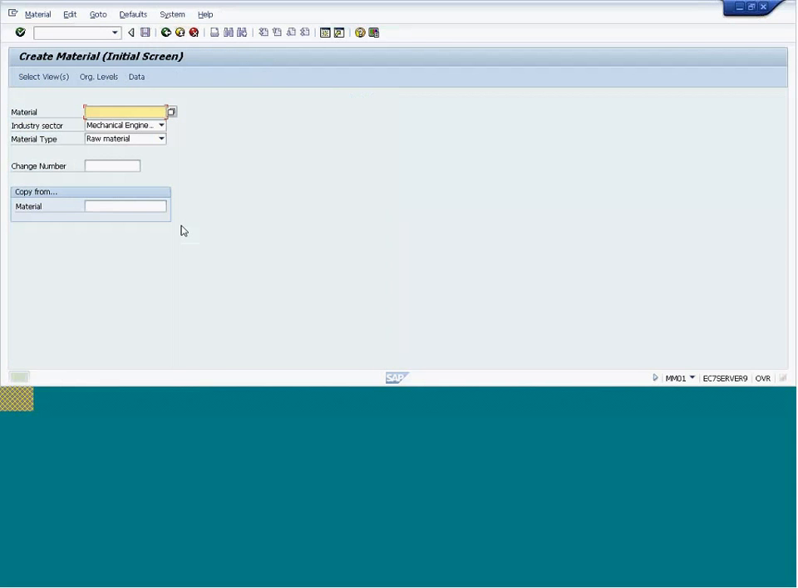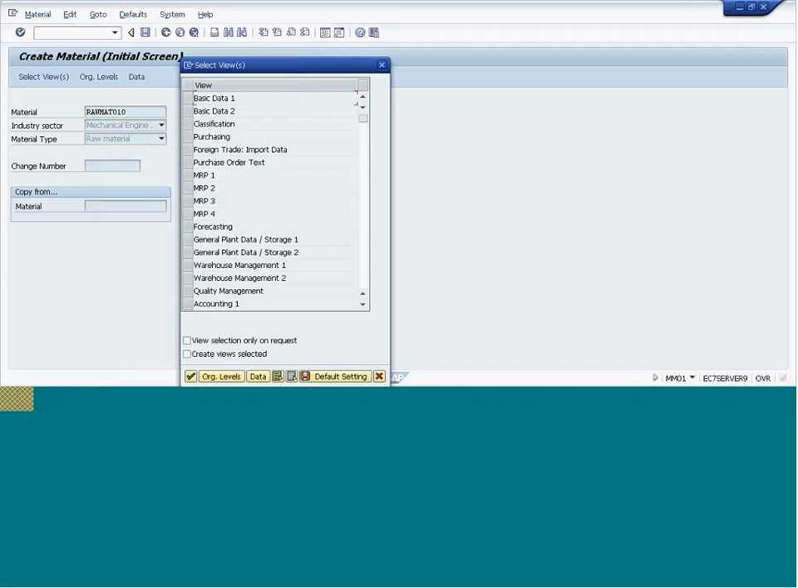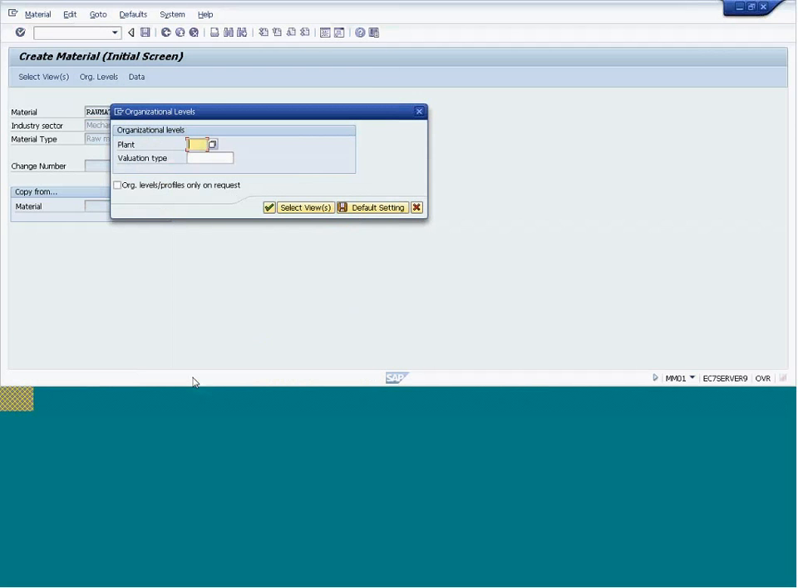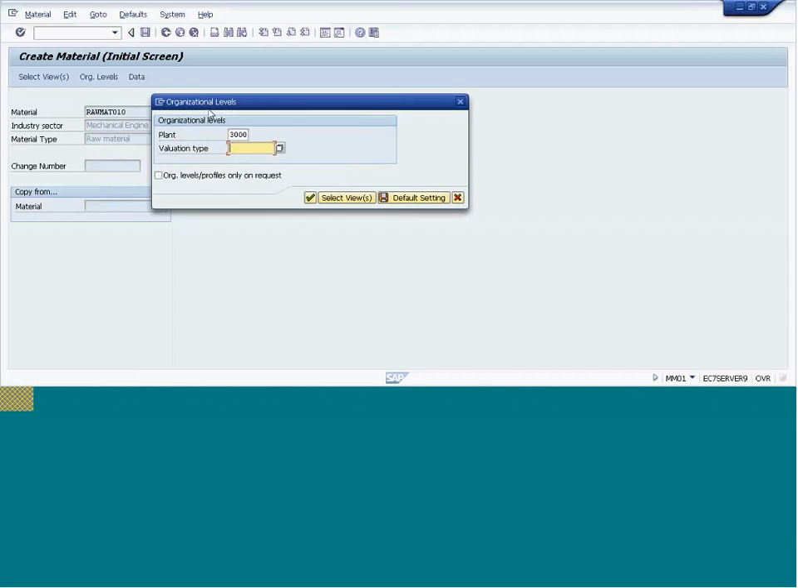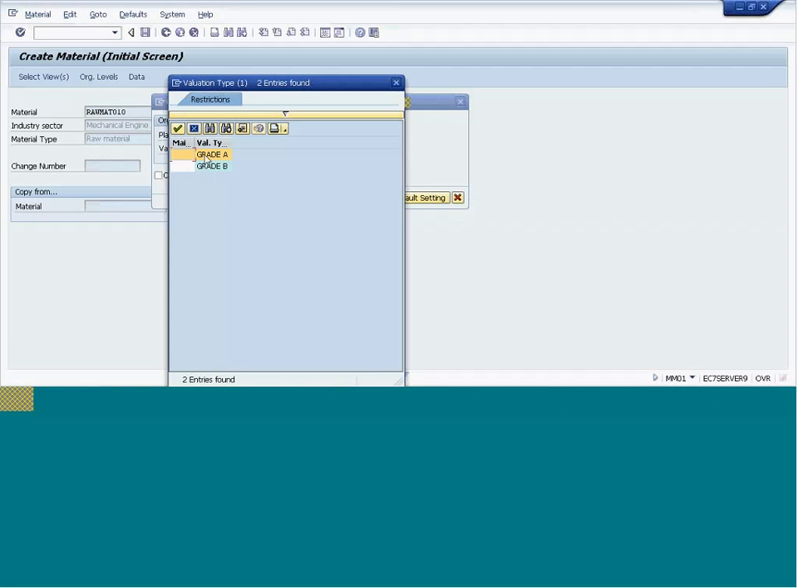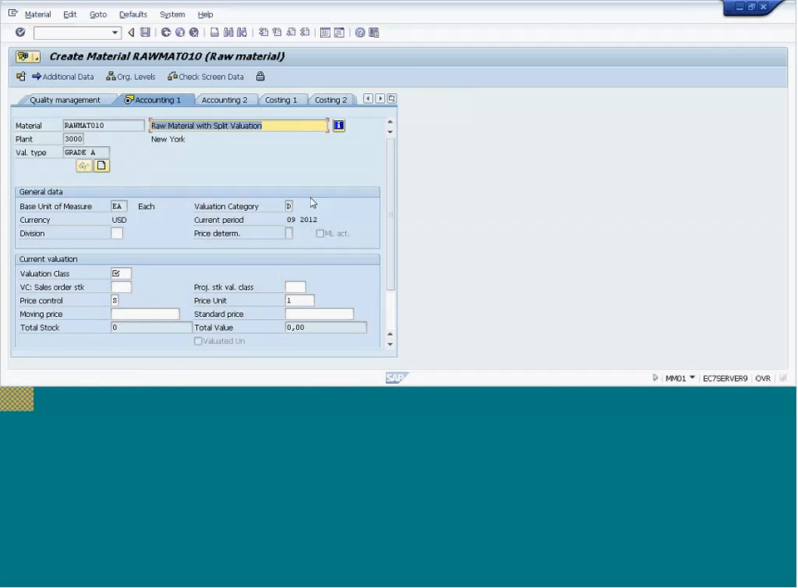So save it. Now I will go and create this material one more time. You see, in the creation mode, this time when I select accounting, it pops up with one valuation field here. So 3000, and I select depending upon the category you have given. In the drop down, the respective values come. You see here grade A and grade B, part of the configuration for D. So let me take A and go here. Now again it presents you the valuation class.